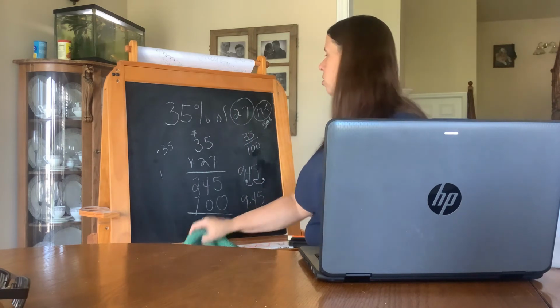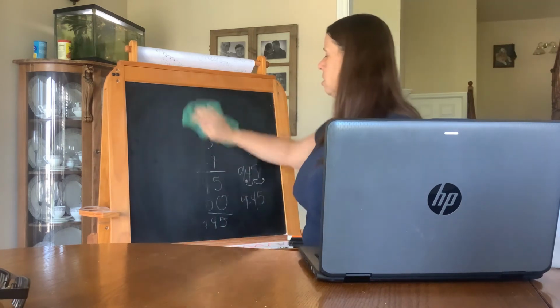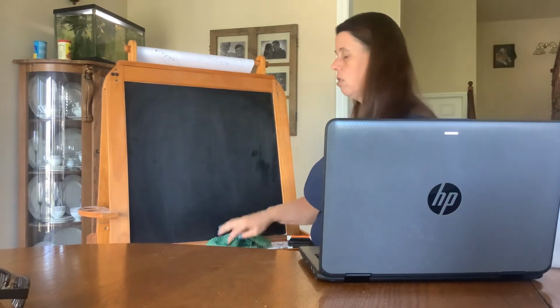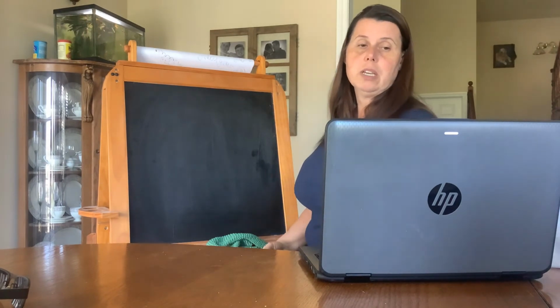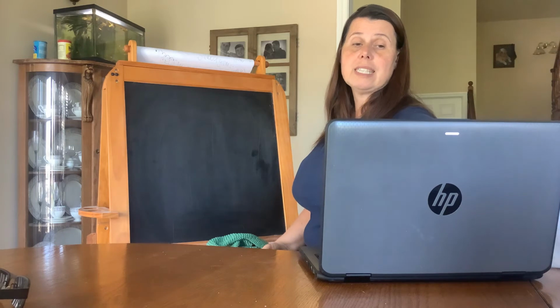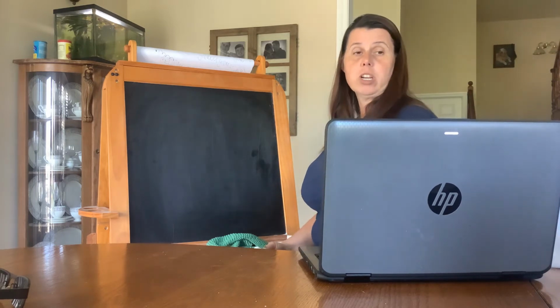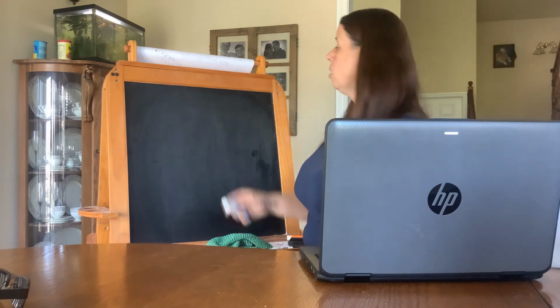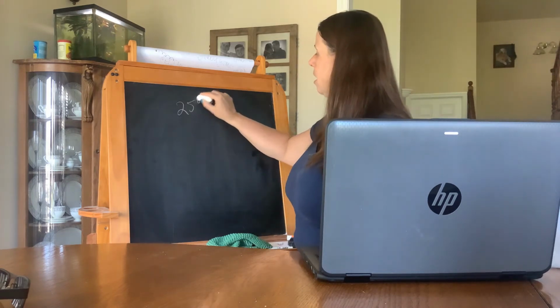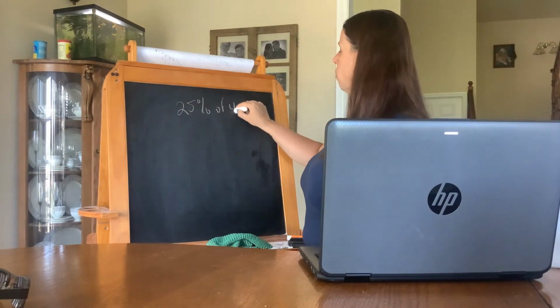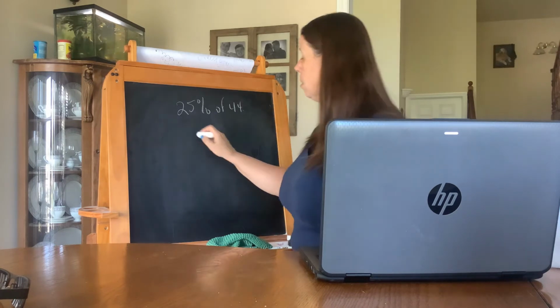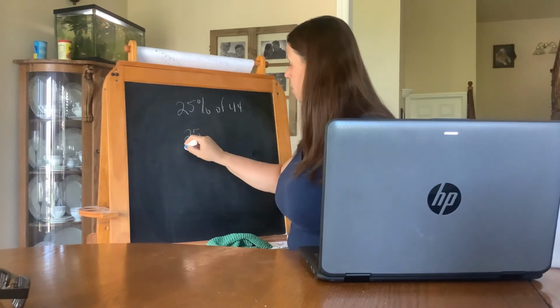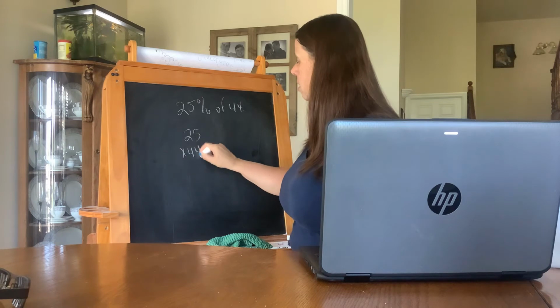So you should be doing those little checks for yourself, just to make sure that your answer is reasonable. Okay? So using Sadie's method, I'll do the first one, you do the second one. So they want 25% of 44. That means we're going to go 25 times 44.